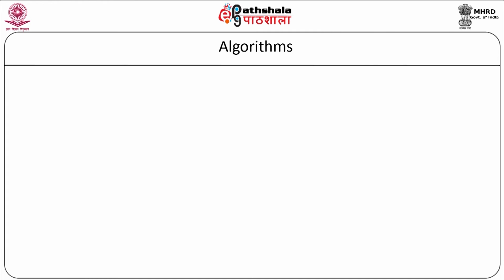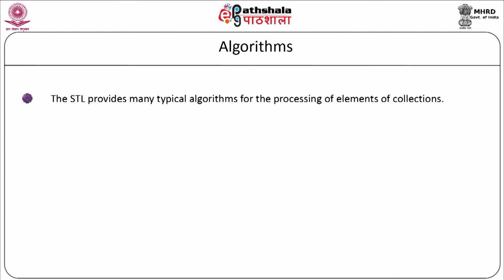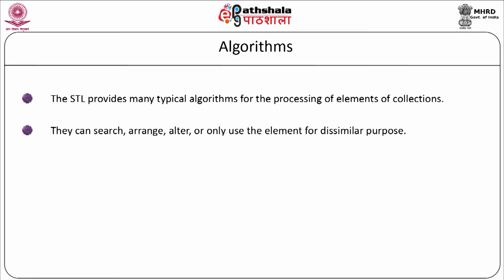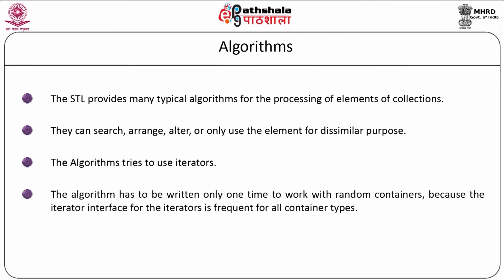Next is algorithms for STL. The STL provides many typical algorithms for the processing of elements of collections. They can search, arrange, alter or only use the elements for dissimilar purposes. The algorithms try to use iterators. The algorithm has to be written only one time to work with random containers because the iterator interface is frequent for all container types.